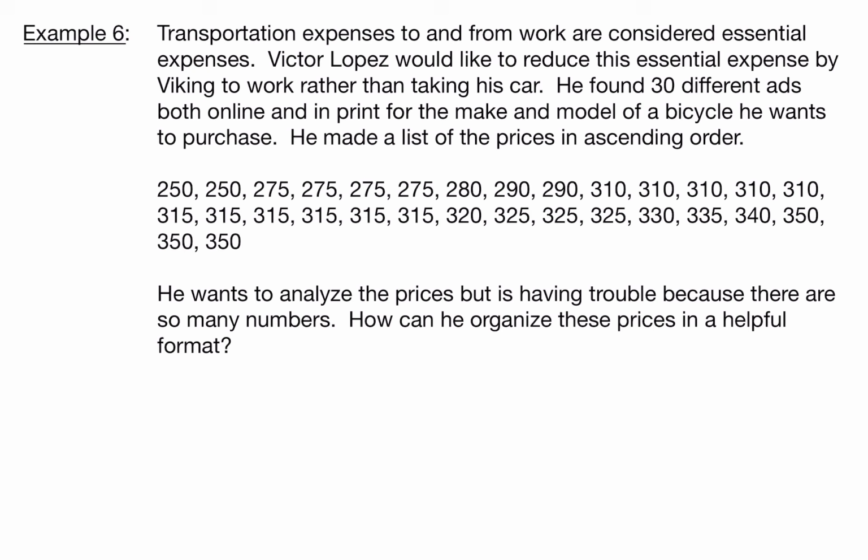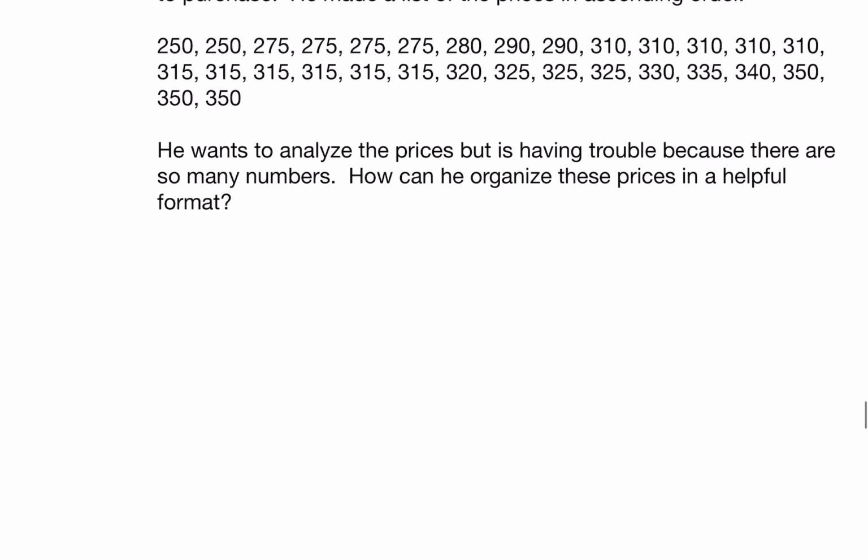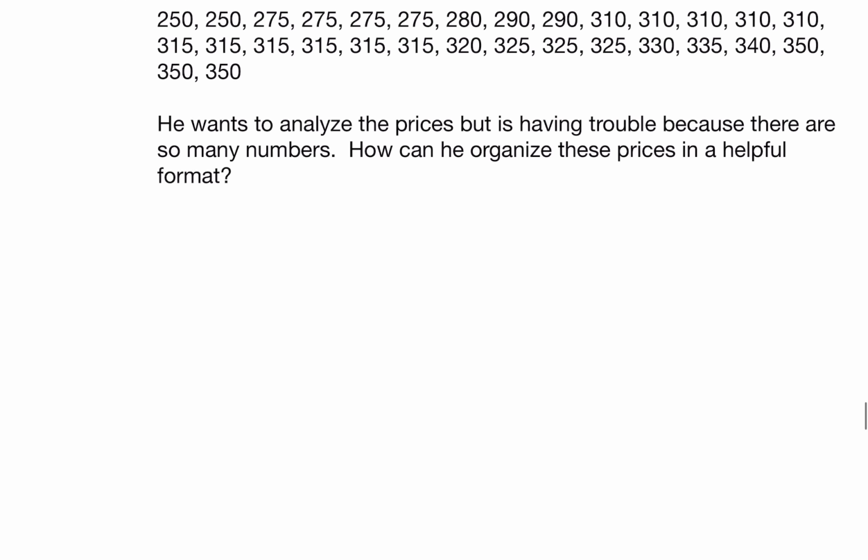He found 30 different ads, both online and in print, for the make and model of a bicycle he wants to purchase. He made a list of the prices in ascending order, and here are the 30 different prices. He wants to analyze the prices, but is having trouble because there are so many numbers. How can he organize these prices in a helpful format? Okay, so this is important when you're dealing with a lot of data points, that we represent this data in a way that's easier to digest.